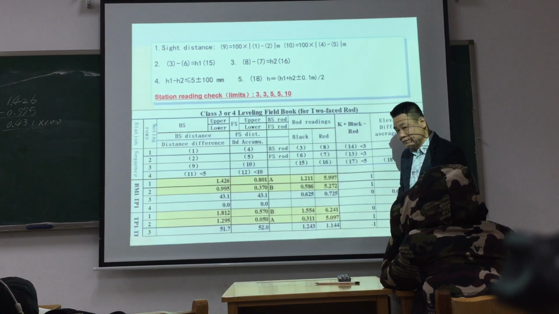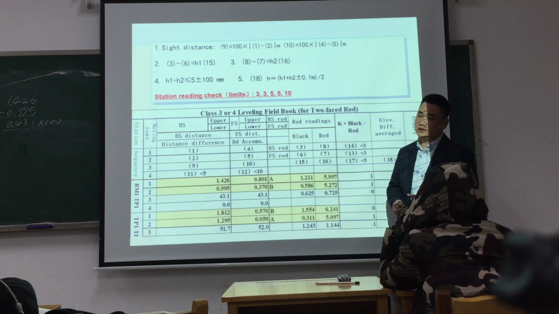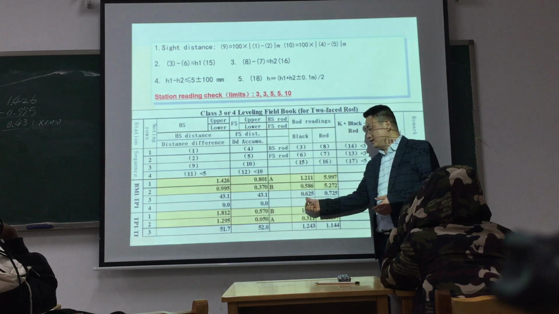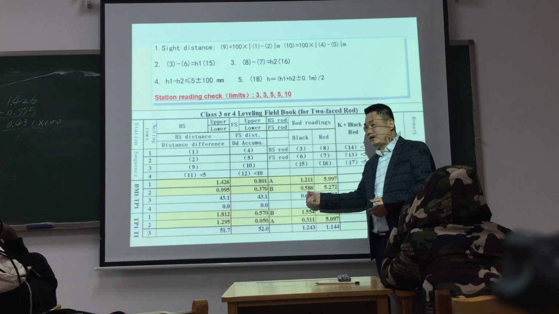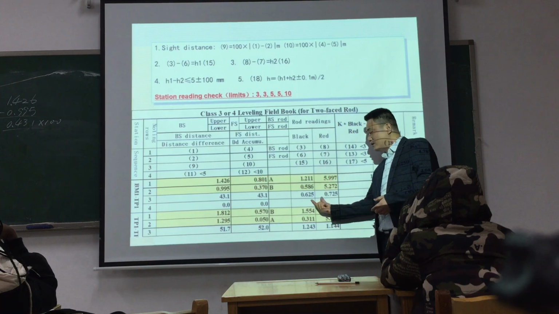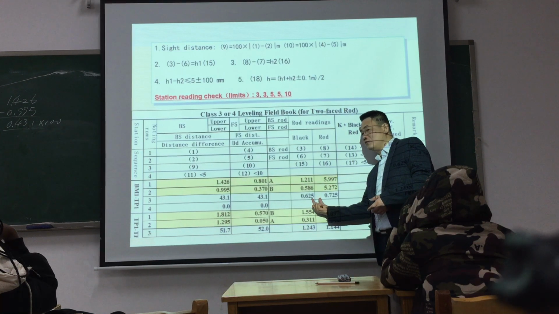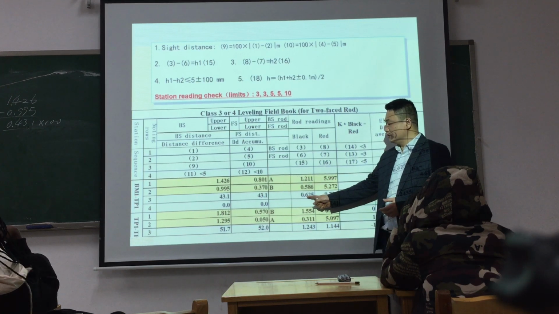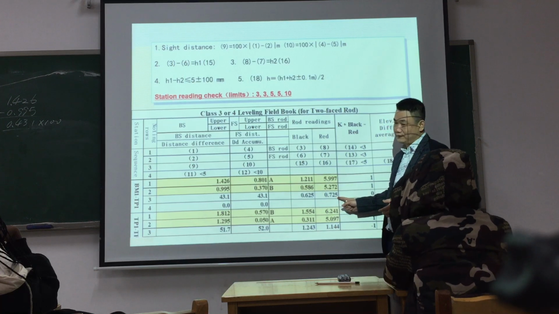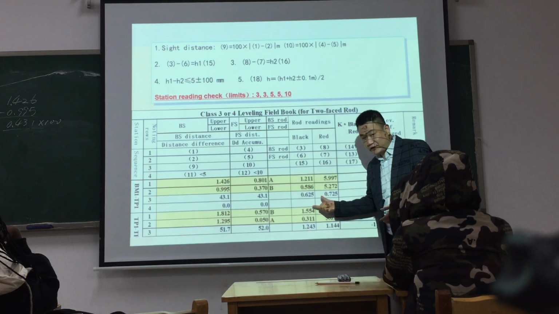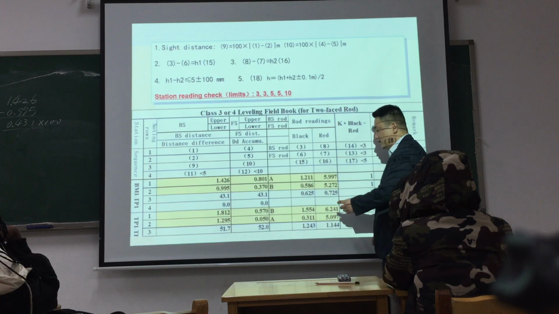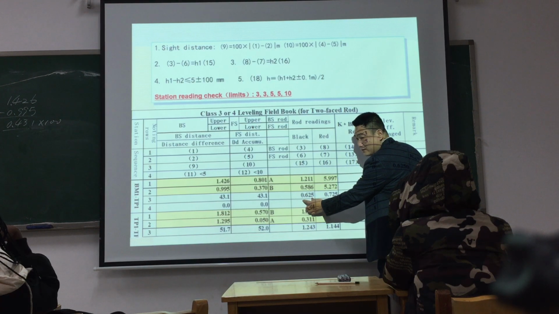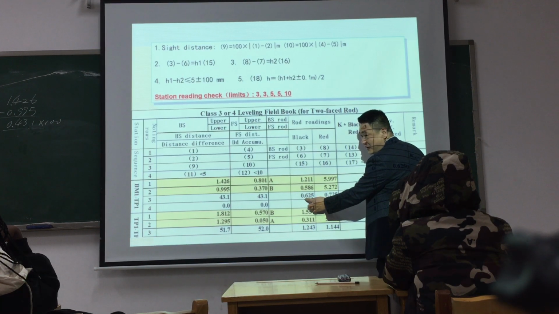So in theory, because the 0 point is different for the two rods, the elevation difference got by the black face and the red face has a difference of 100 millimeters in theory. Here we say 0.625, 725. For this station, the red result is bigger than black.